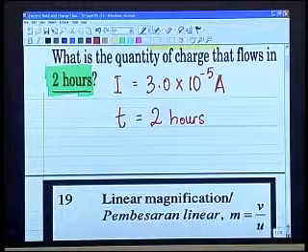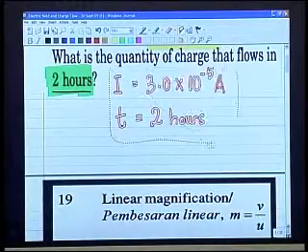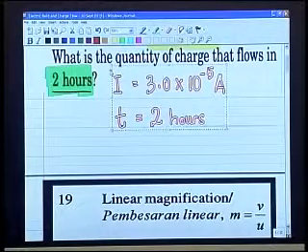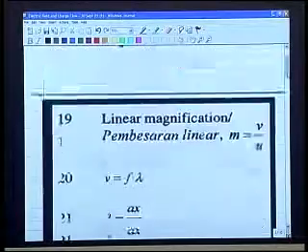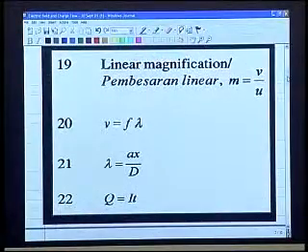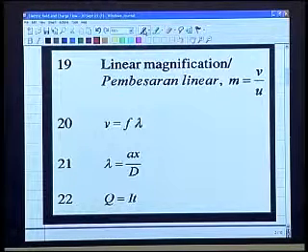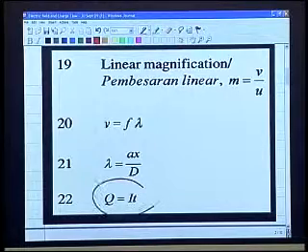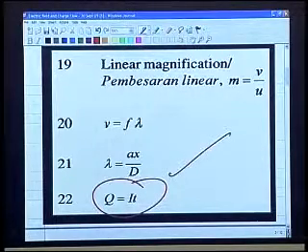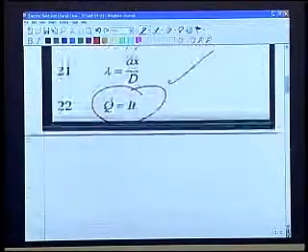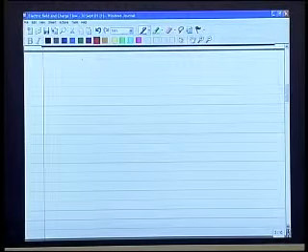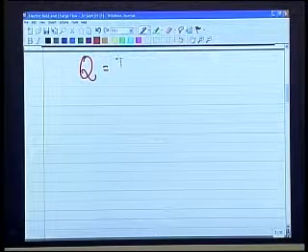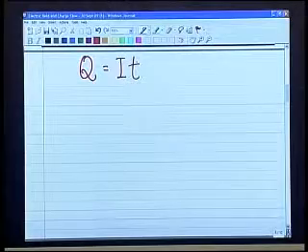And before that, allow me to do a bit of magic. All right. Now, let's take a look at the equations given. Now, automatically, you can tell me that equation number 22 looks good. All right, we are going to use that for our answer. So we are going to use Q equals IT for our answer.